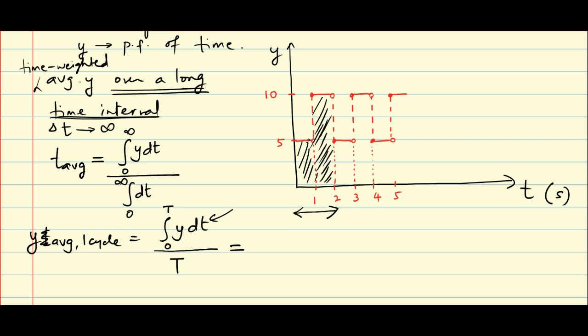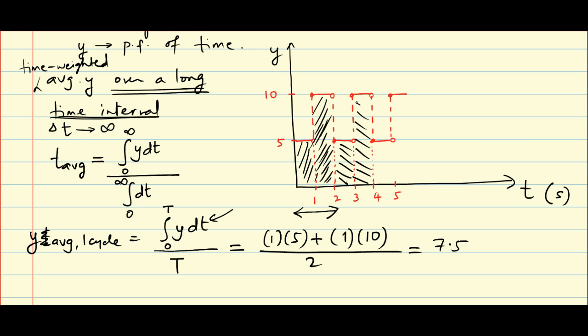So what is it going to be? It's the sum of two rectangles. The first rectangle has an area 1 multiplied by 5. The second rectangle has an area of 1 multiplied by 10, and down here you have 2 seconds. So the average value is going to be 5 plus 10, 15 by 2, which is 7.5. Now you'll get the same value of 7.5 even if you do the averaging over the next cycle.